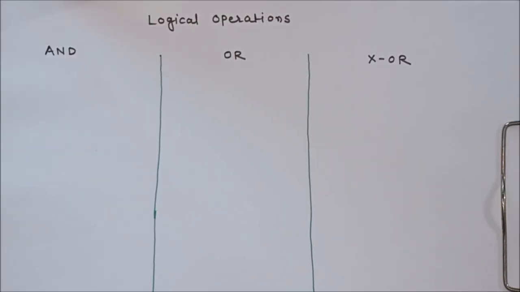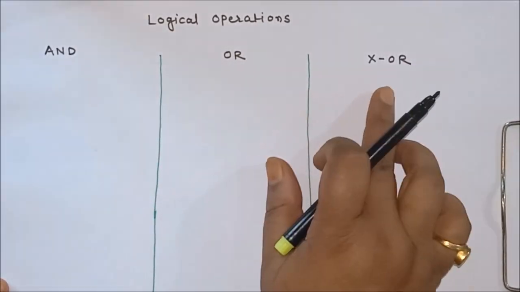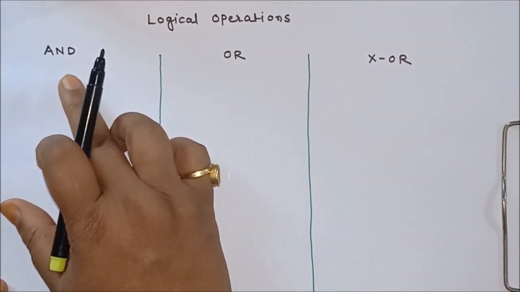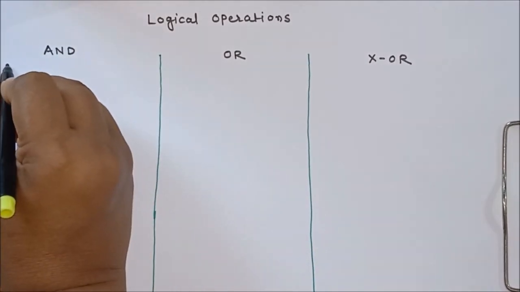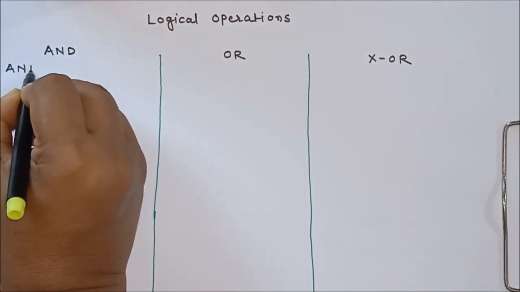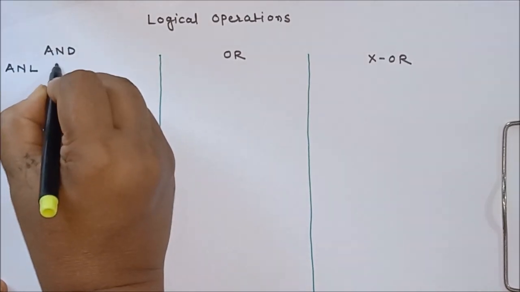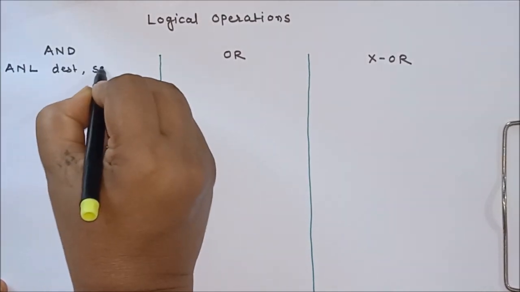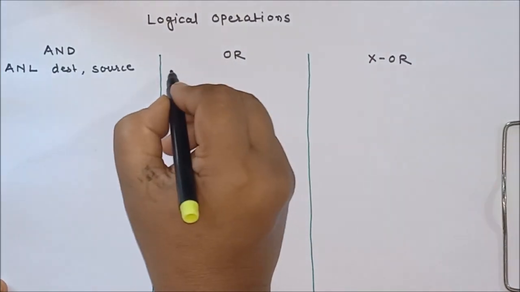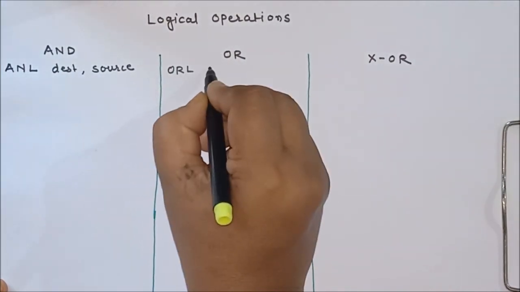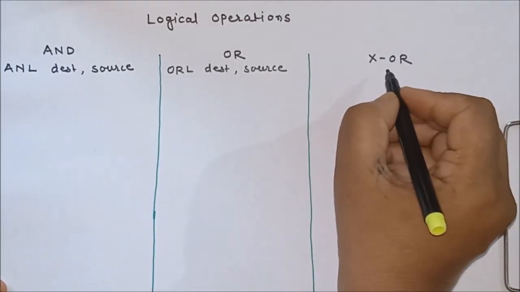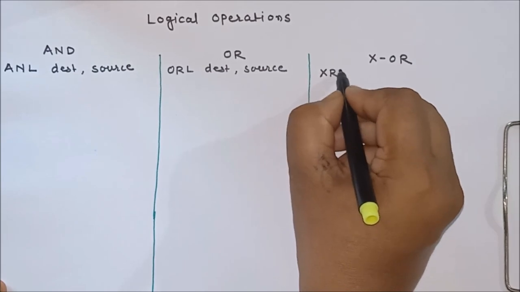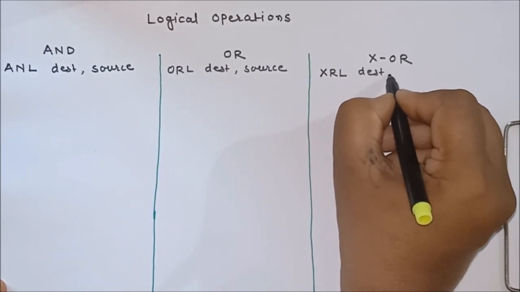Logical operations in 8051. We'll discuss all three logical operations together: AND operation, OR operation and XOR operation. The standard format of the AND operation is the mnemonic ANL, destination, comma, source. For the OR operation, the mnemonic is ORL, destination, comma, source. For the XOR operation, the mnemonic is XRL, destination, comma, source.